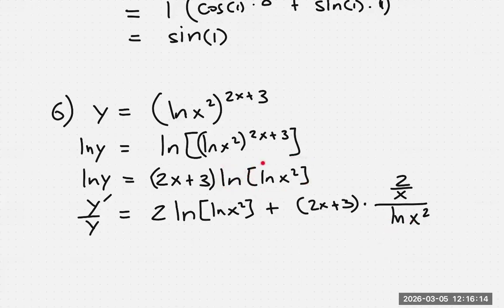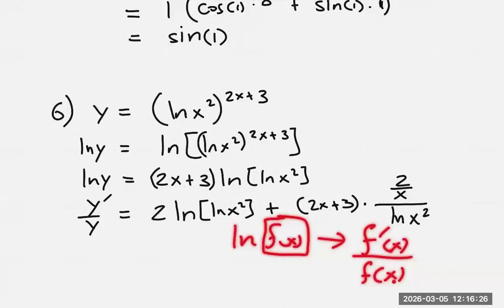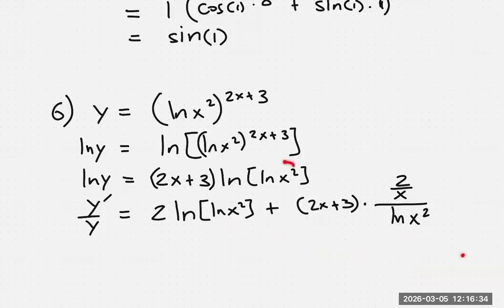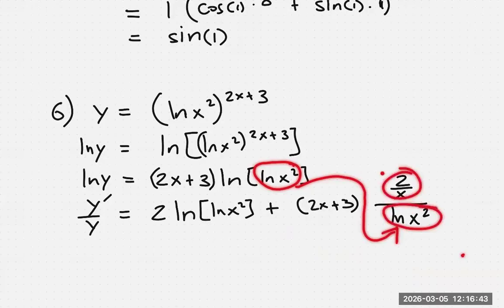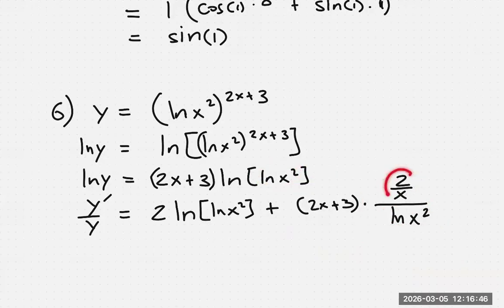So to make sure everybody gets it, we're differentiating ln of a function. The rule says, when you differentiate ln of a function, you put the derivative at the top and the function below. The function in this case is not just a normal x raised to a power. It is actually ln of x squared. So that goes to the denominator, and the derivative of that whole thing goes to the numerator. So differentiate ln x squared, which gives us 2 over x. Okay, so let's simplify everything now.